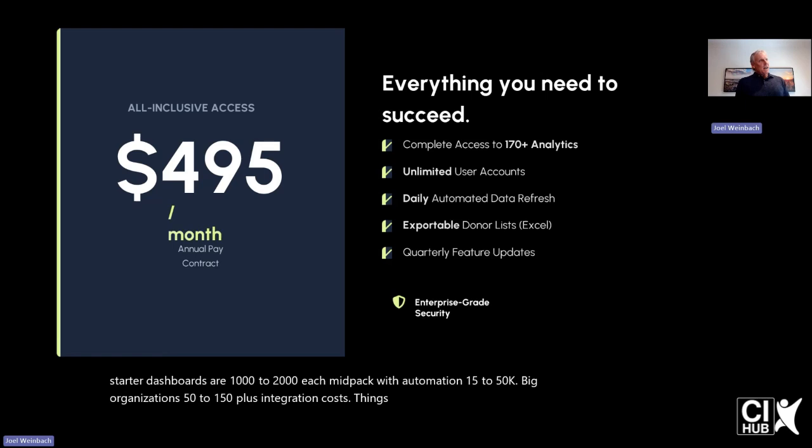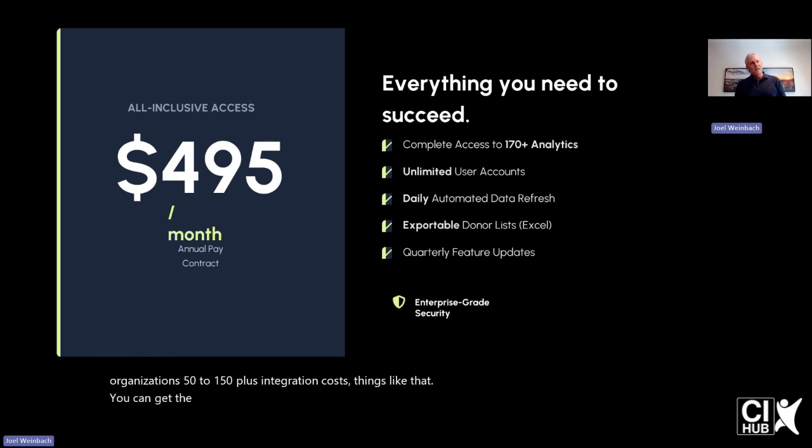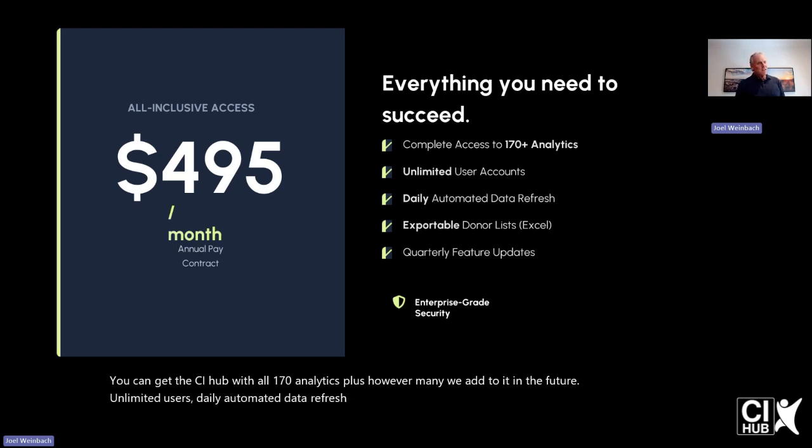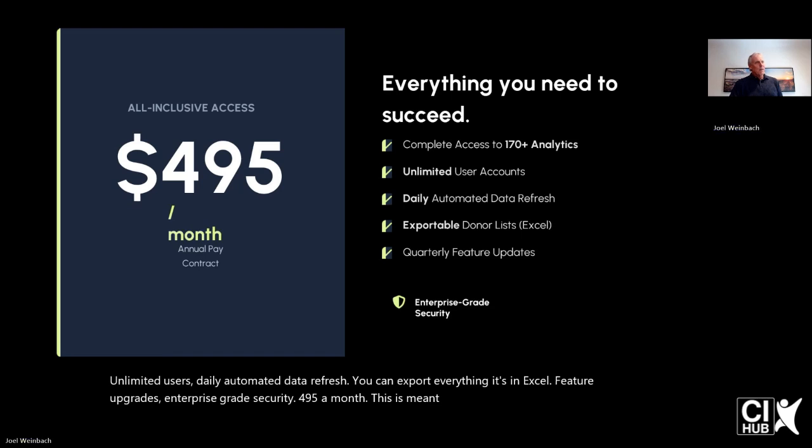You can get the CI Hub with all 170 analytics, plus however many we add to it in the future. Unlimited users, daily automated data refresh. You can export everything. It's in Excel. Feature upgrades, enterprise grade security, $495 a month. This is meant to be the simplest decision there is.